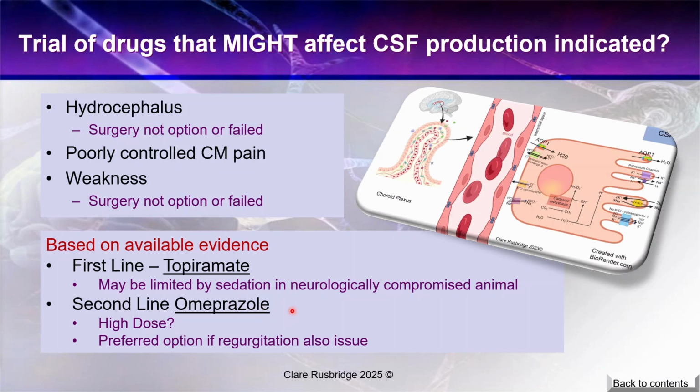Our second line of treatment might be omeprazole, but the problem with that is that you have to give an extremely high dose to have that kind of effect, and in fact there was an interesting paper published in Brazil which showed that, but there have been subsequent papers that showed that this very high dose is associated with problems with the stomach lining. However, omeprazole might be a good option if the dog is also having brachycephalic related problems associated with regurgitation. So these are not first line drugs for me.